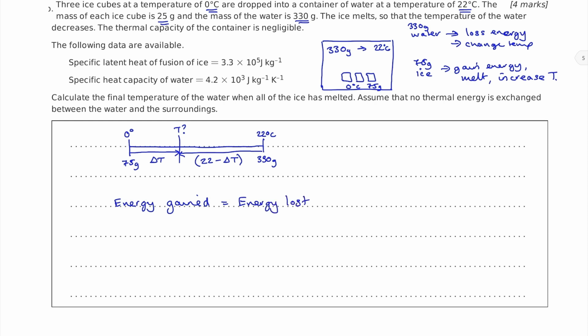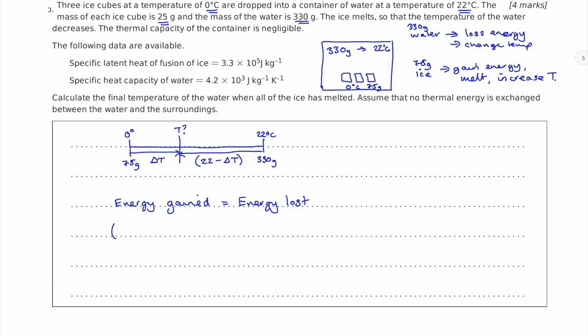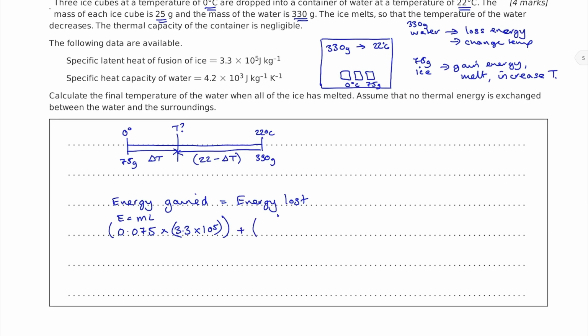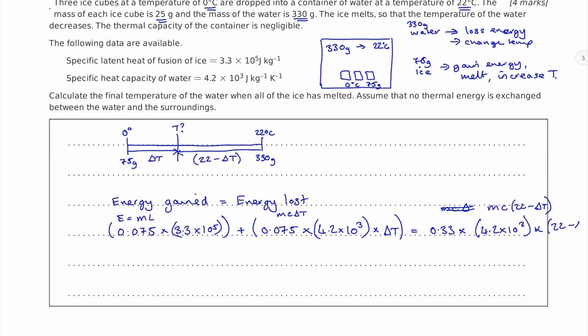So energy gained: there's going to be energy into melting the 3 ice cubes, and for that we use the latent heat of fusion. So 0.075, and that's ml, the equation for latent heat of fusion, times 3.3 times 10 to the 5. So that's the energy gained to melt the ice cubes. Then that water will increase in temperature by this amount, mc delta T. And the energy lost on the other side is the energy that the water changes in temperature down to, so it's mc (22 minus delta T). So it's 0.33 times 4.2 times 10 to the 3 times (22 minus delta T).